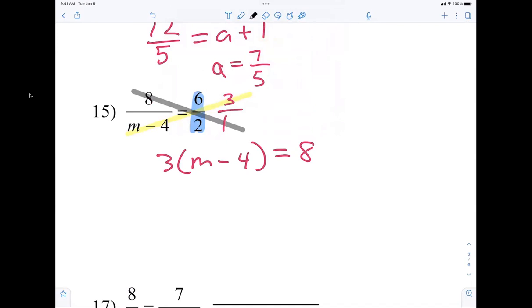Now, instead of distributing the 3, I can just do what? Yeah, divide by 3. So m minus 4 equals what? And because we are masters of fractions, I can just do what? Add 4. And 4 is how many thirds? 12. So m is equal to 20 over 3.